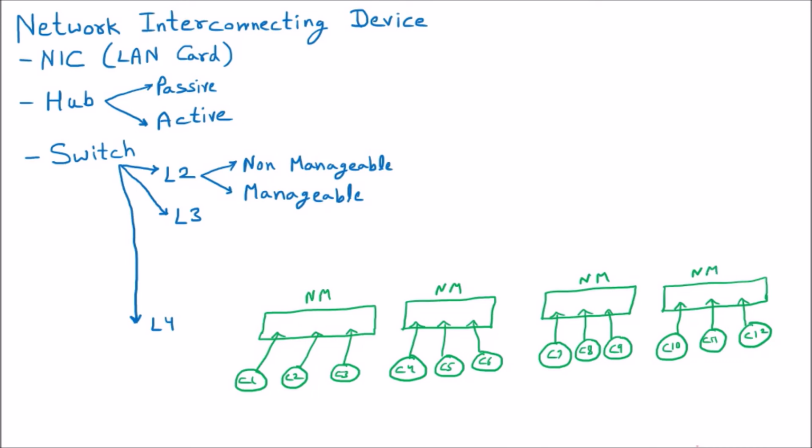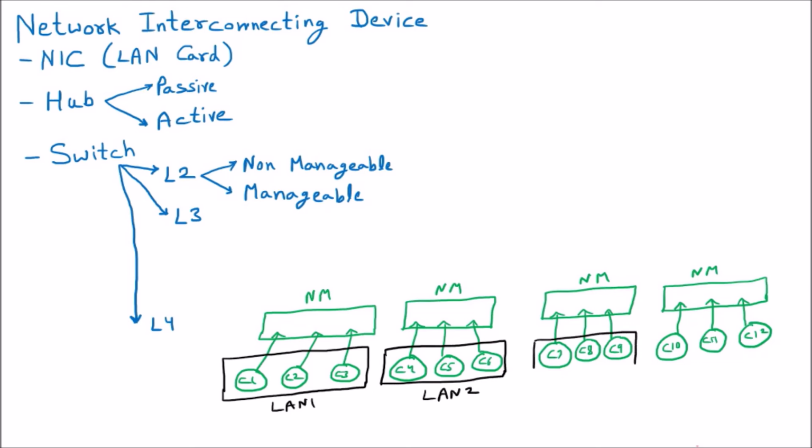And we know that non-manageable switch combination is there in this diagram. So every non-manageable switch is creating a LAN. Now this one we are assuming is a LAN. So we can say that it is LAN 1. This is LAN 2. Next three computers we are saying is LAN 3. And this one is LAN 4. So these are the four LANs available now with the non-manageable switch.